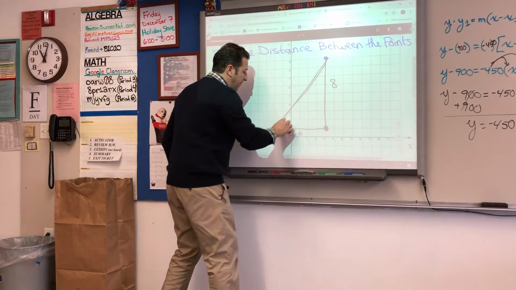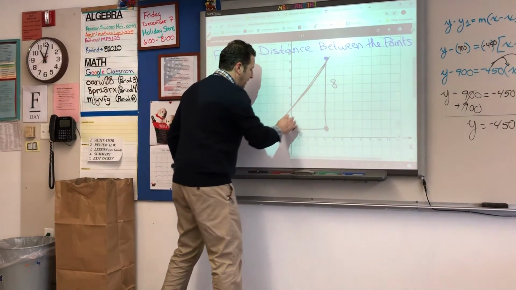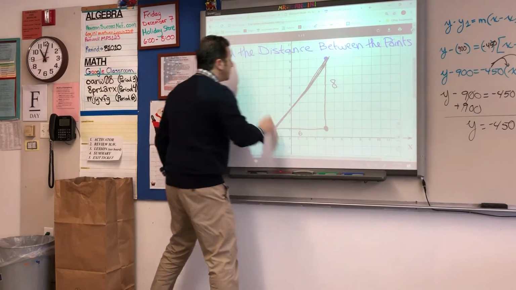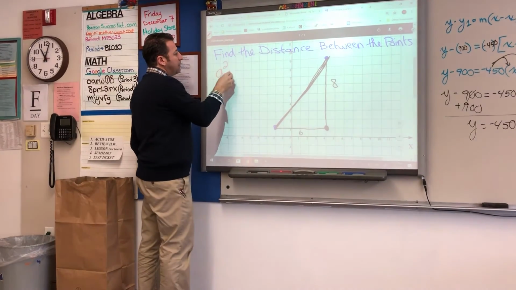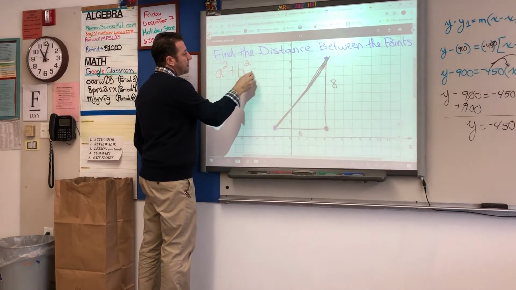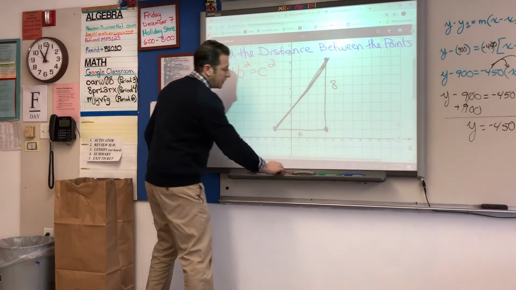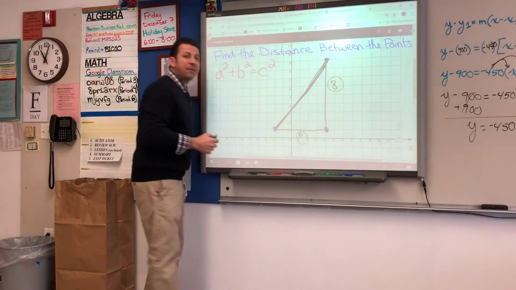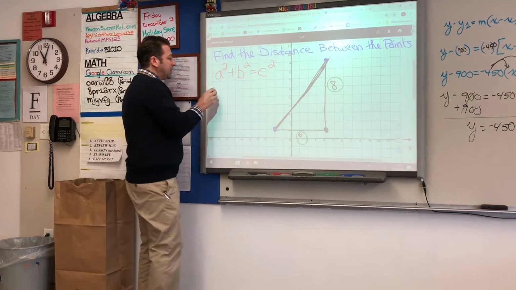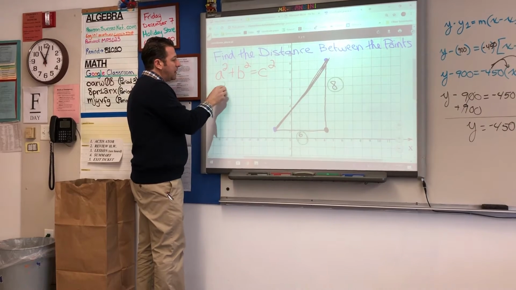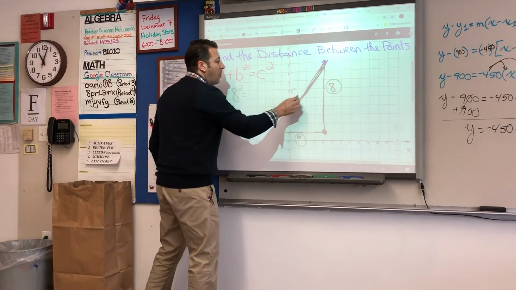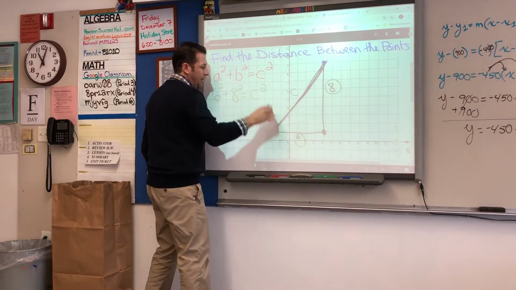If you recall from the Pythagorean Theorem, I can find the hypotenuse of a triangle by using the formula a squared plus b squared equals c squared. Now again, it doesn't matter which one I call a or b. These both refer to the legs. In this situation, I'm going to use 6 for a, I'm going to use 8 for b, and I'm looking for c, which is the longest side.